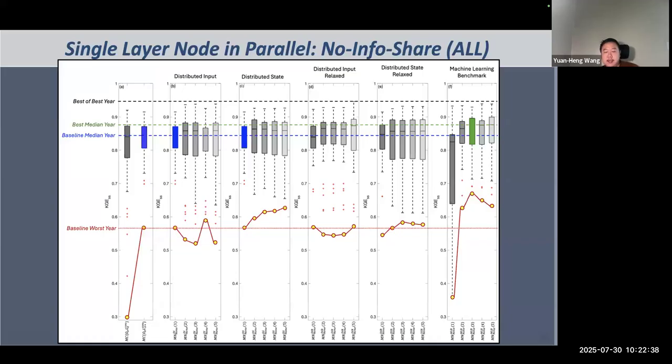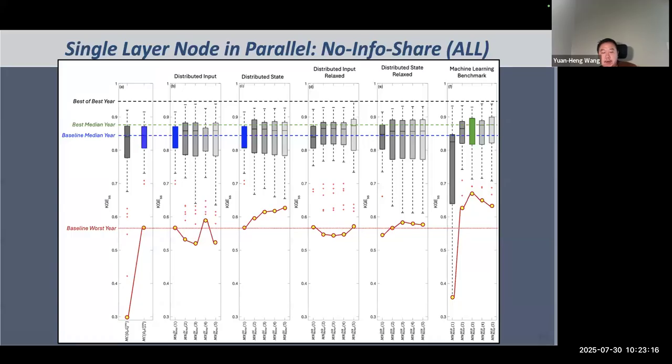So this slide summarizes the performance of the single-layer neural network, including DI, DS, DIR, DSR, and the machine learning benchmark, MLB. And I put the results from 1 to 5 nodes. Some interesting findings here are that the 3-node machine learning benchmark case provides the highest median year scaled KGE value and the highest worst year scaled KGE value. And the 5-node distributed input relax case provides the highest best year scaled KGE value.